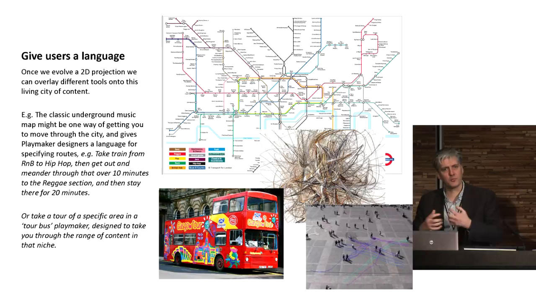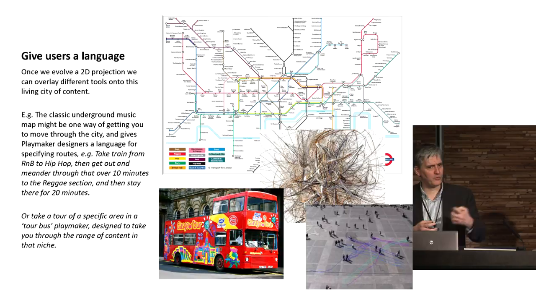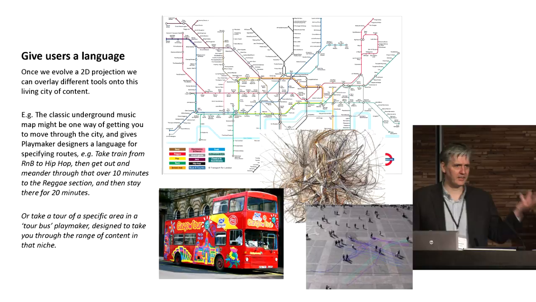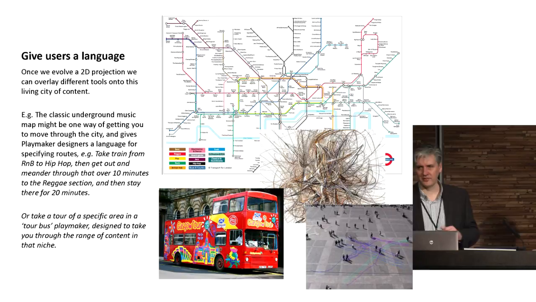So how can you allow designers to tweak the low-dimensional projection in such a way that it's more meaningful or fits with a brand image? Or, you know, you could place a music map onto the map of Europe and just associate different areas with different types of music.